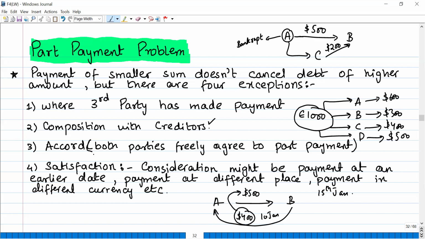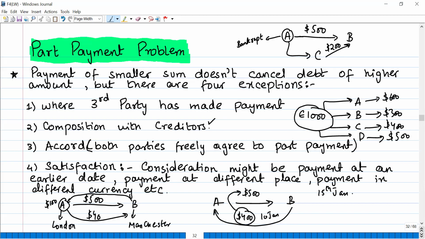Like for example, let's say I live in London and B lives in Manchester, two different cities. Now A has to make the payment of $500 to B. So A says to him that you can come and get the payment, but B, when he goes towards A, has to incur traveling expense of, let's say, $100. So B can request A: you come to me and give me $400, and I will accept that as my full payment.